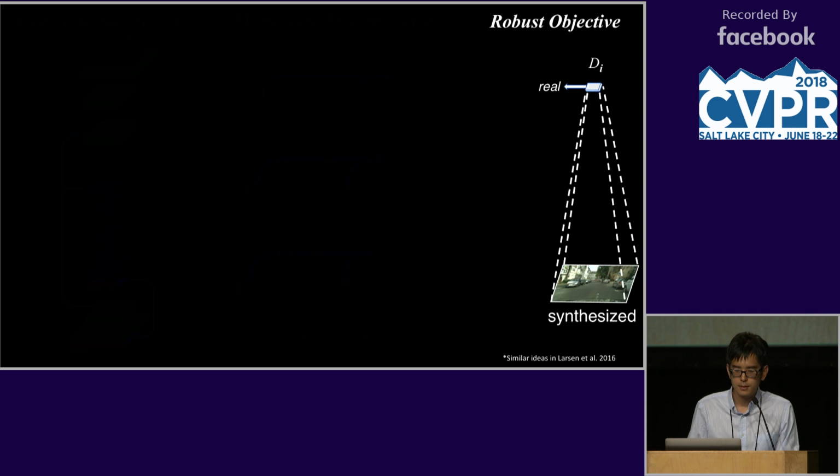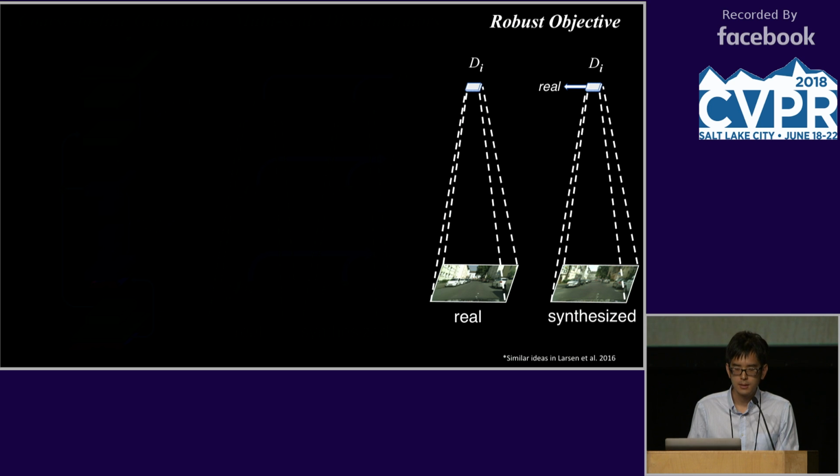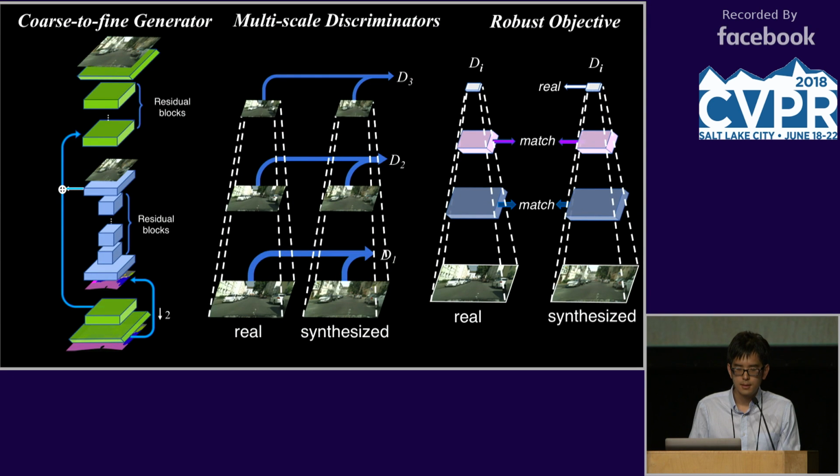Finally, for the objective function, previously we only wanted the last layer of the discriminator to output real. Now, in addition to that, we also run the discriminator on the real image and try to match the intermediate representations for both pyramids. This can be seen as a learnable perceptual loss. To summarize, these three modifications enabled us to generalize to high-resolution image synthesis.